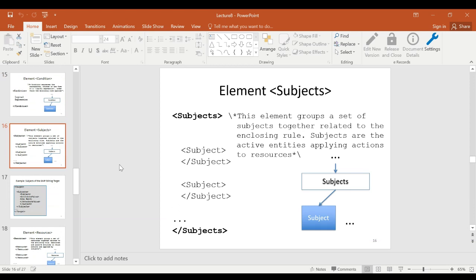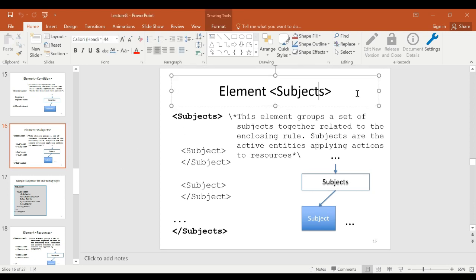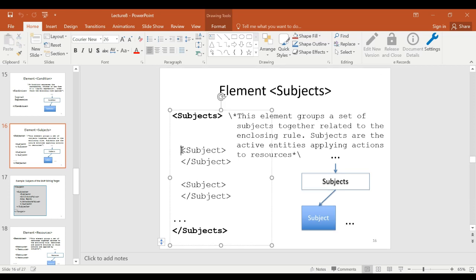Now let's have a look at the subjects element. As you will have noticed, it is a plural element, meaning that you would expect within this subjects element to have any number of individual subject elements, so singular subject elements. The idea behind that is that you may want to write your rule so that it applies to multiple subjects. Okay, so not a single subject, but multiple subjects.